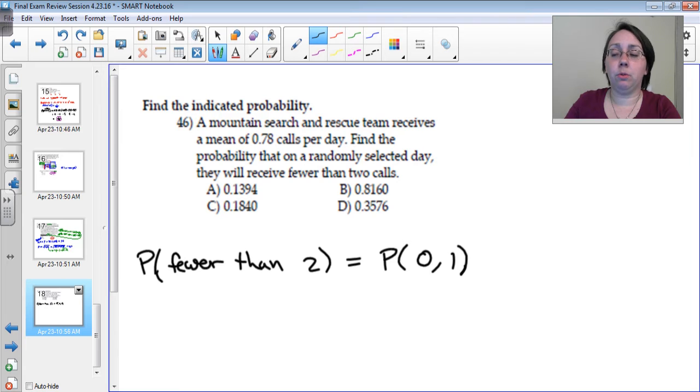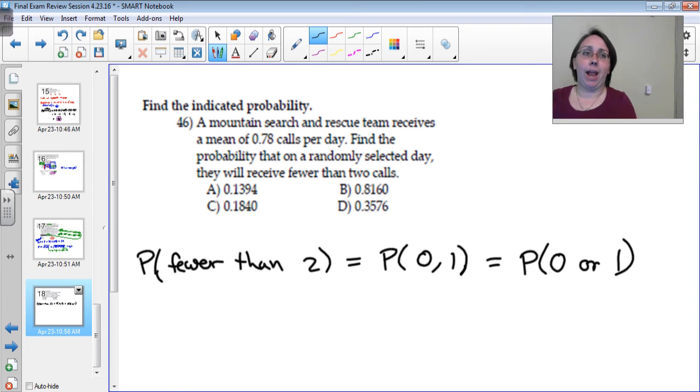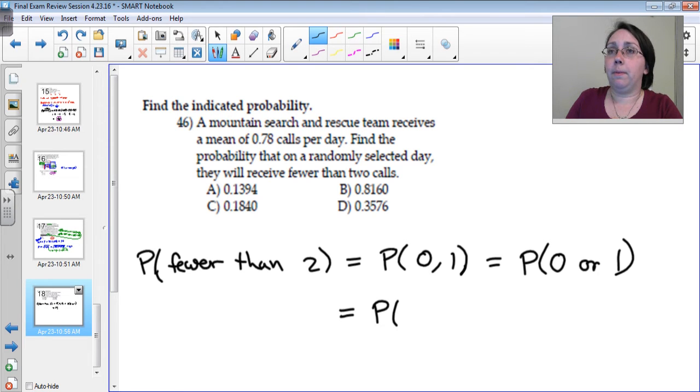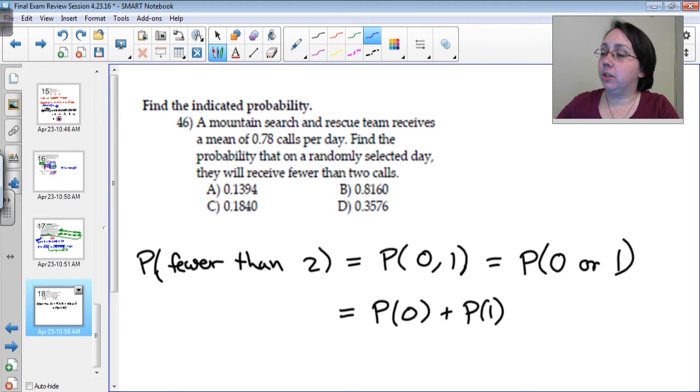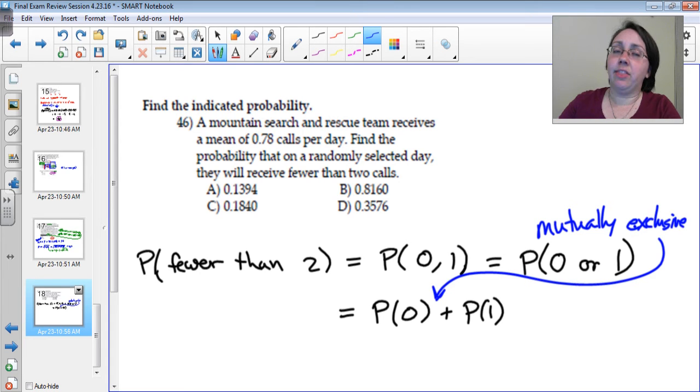What word did I say between those? Or. You can have 0 calls, or you can have 1. You can't have 0 and 1 calls on the same day. You either have 0 calls or you have 1 call. How do you do an or probability? Subtract, divide, add. Okay, eventually you'll get there. Yes, add. Add was right. These are mutually exclusive events. They cannot happen at the same time. So because they're mutually exclusive, that's why you can add them together.